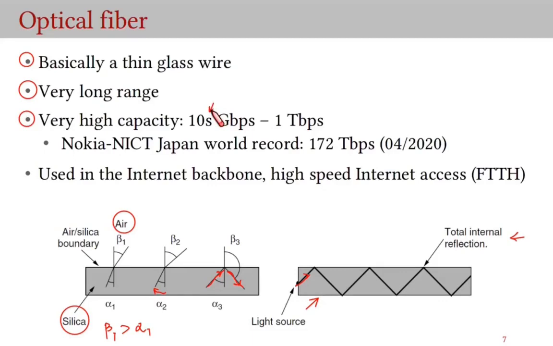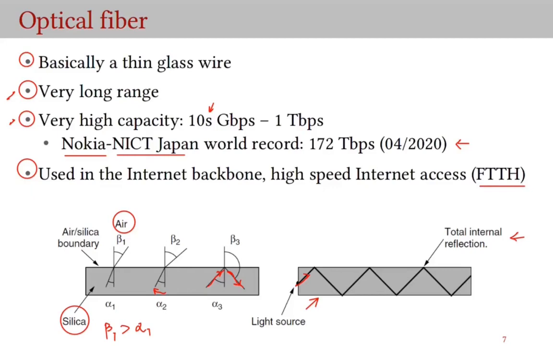The world record of the largest data rate achieved on an optical fiber is 172 terabits per second, and it was achieved in April 2020 by a team of Nokia and NICT in Japan. Because of their very long range and massive bandwidth, they are used in the internet backbone. Their role in the explosive growth of the internet has been very, very important. Fiber optic cable is also used by internet service providers for high speed home internet access. That is called FTTH, short for fiber to the home.